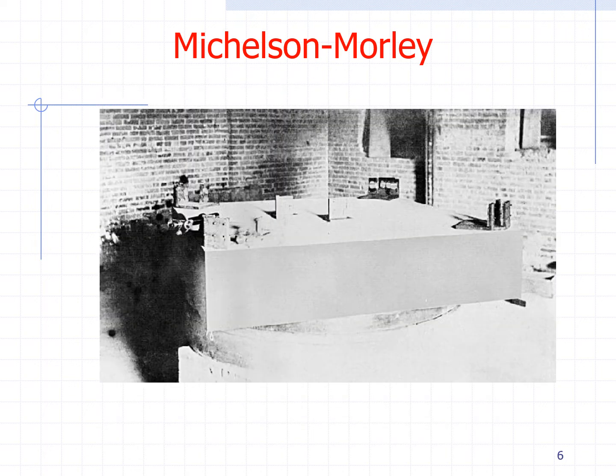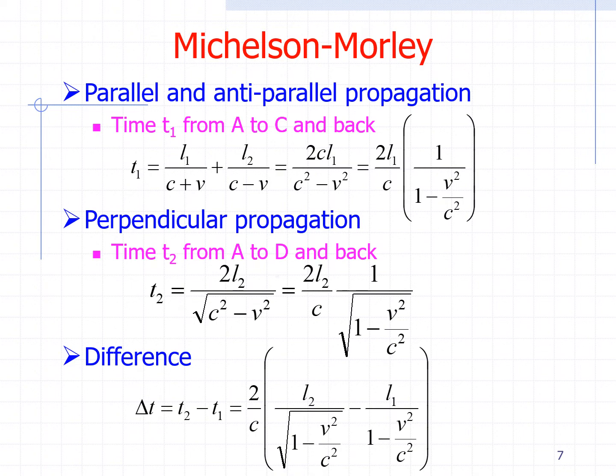In this slide we can see the actual Michelson-Morley experiment, which was performed many years ago. Basically, there are two types of propagation in this experiment. One is parallel and anti-parallel propagation, and the other is perpendicular propagation. If we recall the slide, from A to C it was parallel and anti-parallel propagation, and from A to D it was perpendicular propagation.